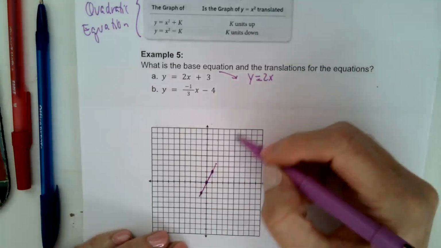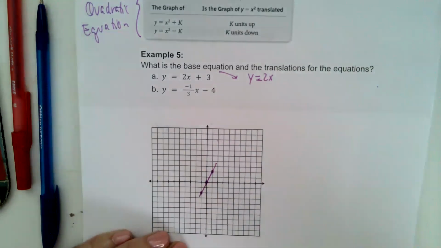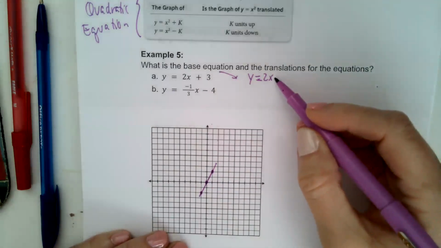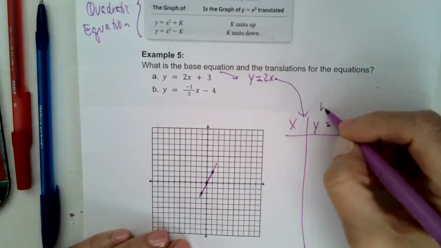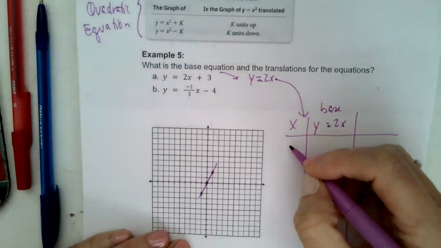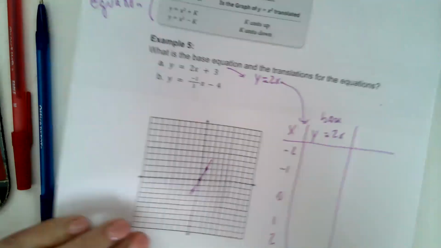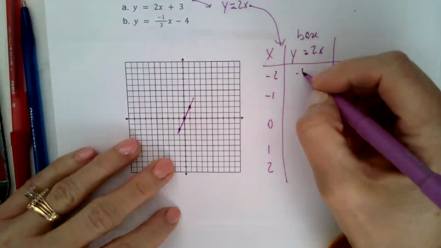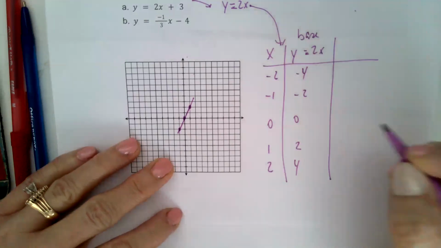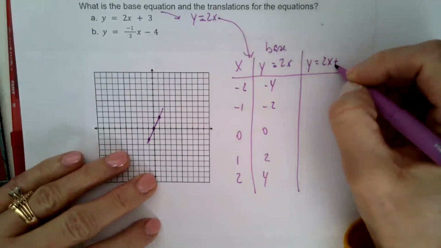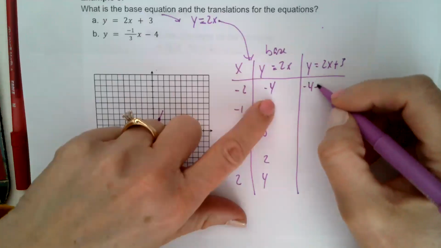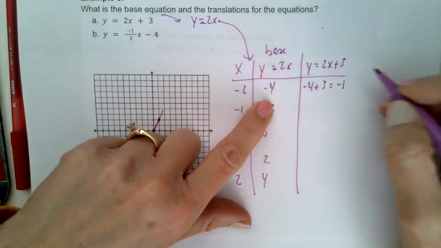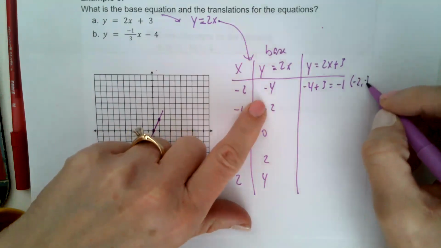And then we have the translation of a positive 3, which means that everything is going to be shifted up 3. So if we look at this on the xy, we'll look at the base equation of negative 2, negative 1, 0, 1, and 2. Let's fill in what we know from the previous. We know it's negative 4, negative 2, 0, 2, and 4. And then we have a translation of a positive 3. That means everything's going to be shifted up 3. So when we shift up 3, we're just adding 3 to our outputs. So negative 4 plus 3 means that that will now be a negative 1. So this will be at the point negative 2 and negative 1.